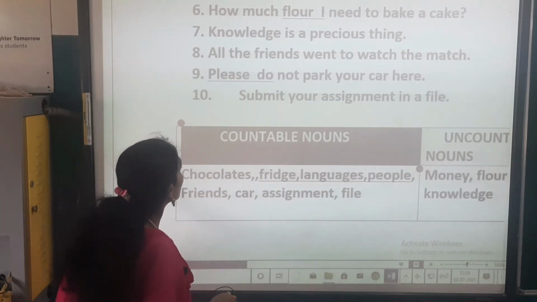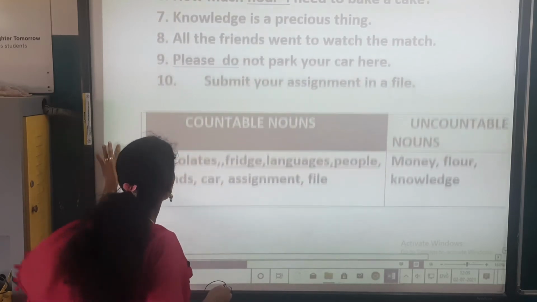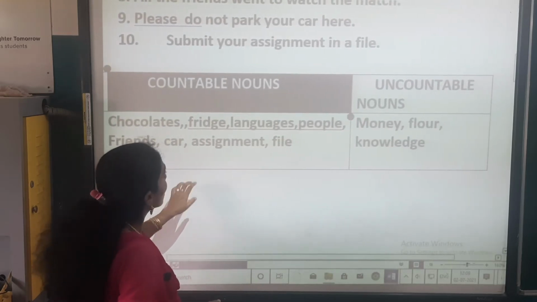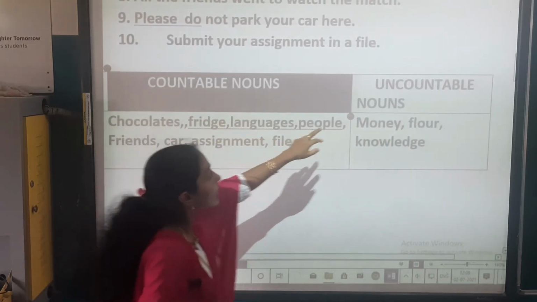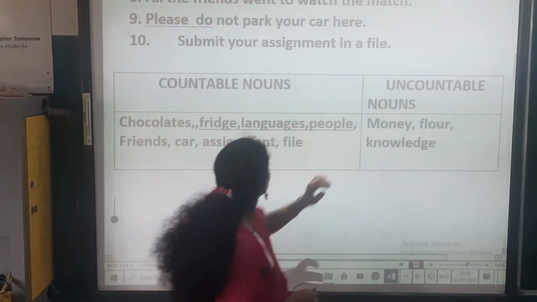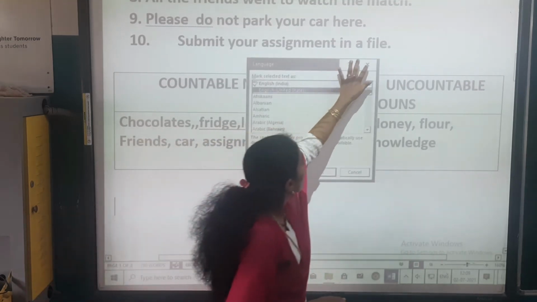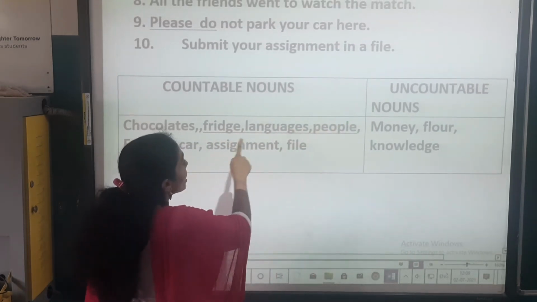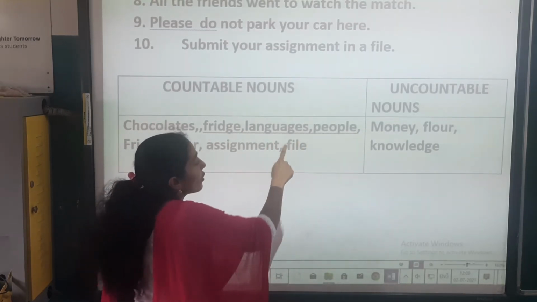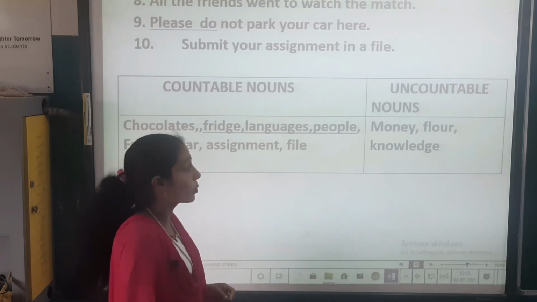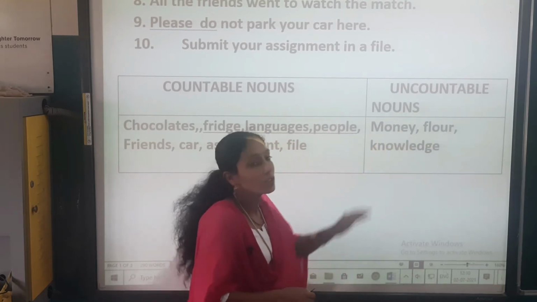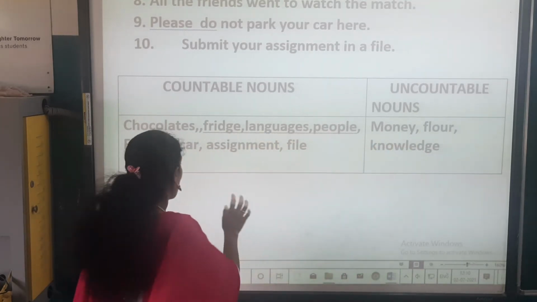So moving on, now see this table which I have given you below. You can copy this table, children. So you have countable nouns and uncountable nouns, two boxes. Chocolates, fridge, languages, people, friends, car, assignment, file. These come under countable noun. Next is uncountable noun. Money, flour, knowledge. So these come under uncountable noun.